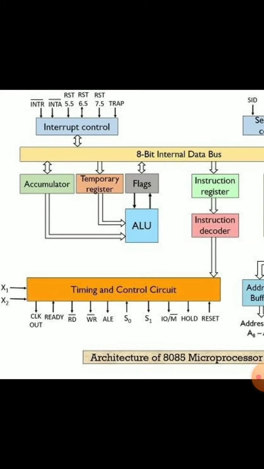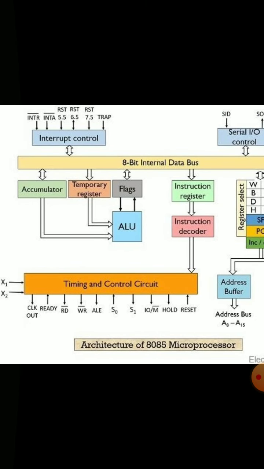Now let us come to the timing and control unit section. Here we have different signals available in the timing and control unit. That is the reset signal, which is mainly used for resetting the device. And hold is mainly used for direct memory access, DMA, during direct memory access.